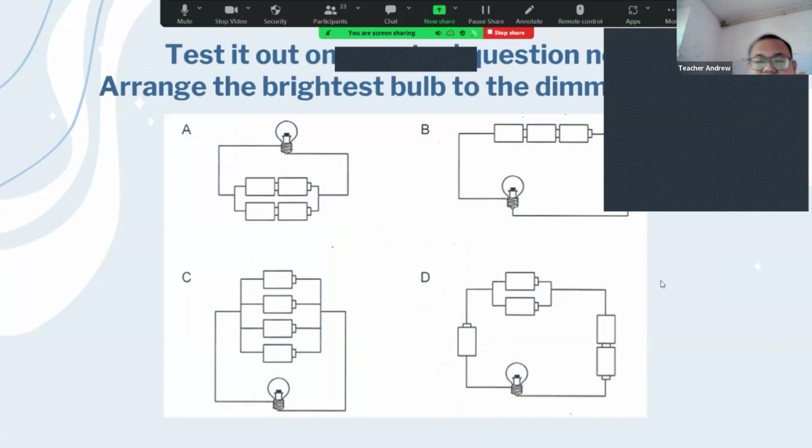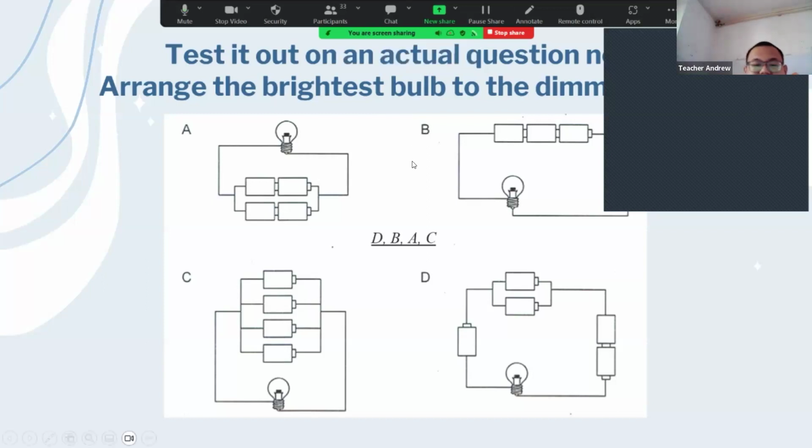Okay. Hi, good morning. Yes, good morning, teacher. So, which of A, B, C, D is the brightest? I think it's C. C is the brightest? Yeah, because they are in parallel, and the lights will be at the same brightness. They don't get dimmer. Okay. What about any other people who have a different answer?